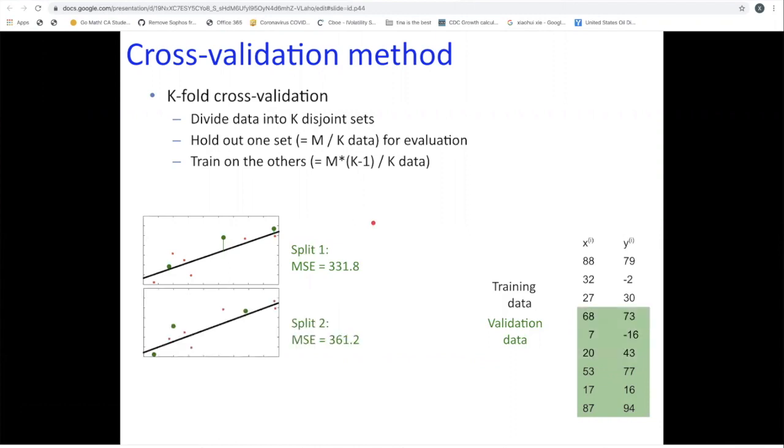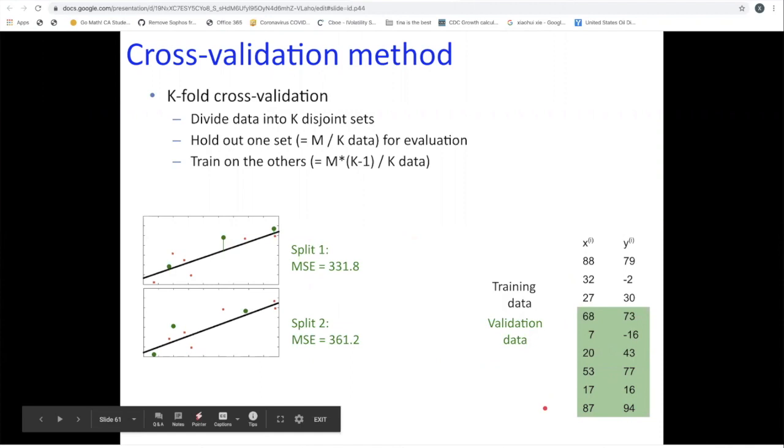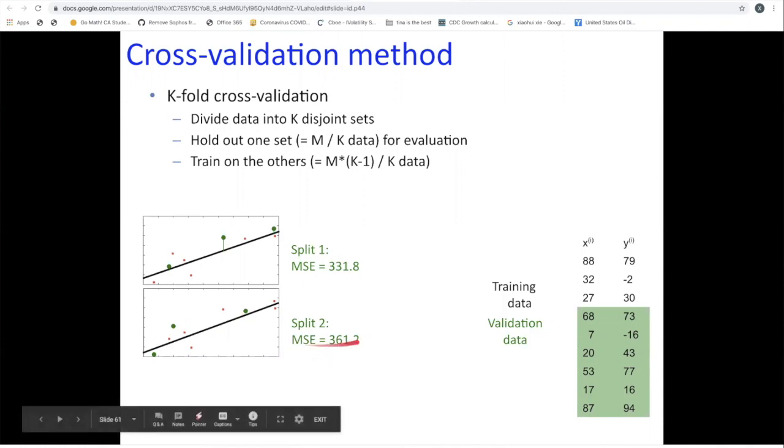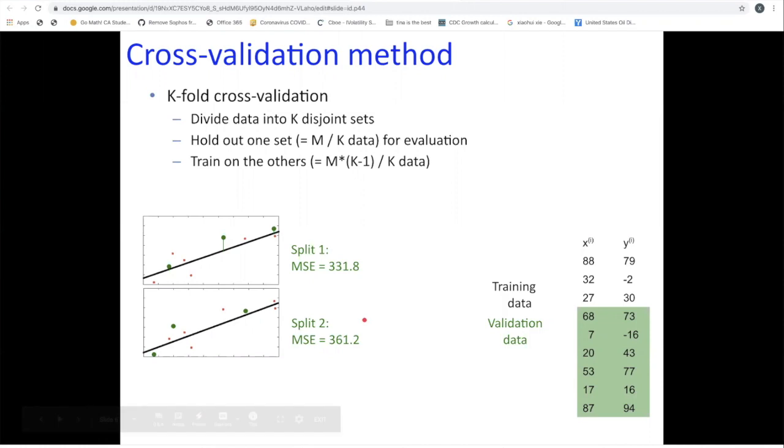Then you go to the next split. In the next split, you leave the middle 3 for evaluation and use the other 6 for training, highlighted in the curves here. So this is 3 for evaluation, the red for training. You learn a new line, so the slope and intercept will be slightly different from the first split. Once you learn the line, you calculate the MSE on these new 3 validation data samples. That gives you a new MSE. This is the MSE from split 2.